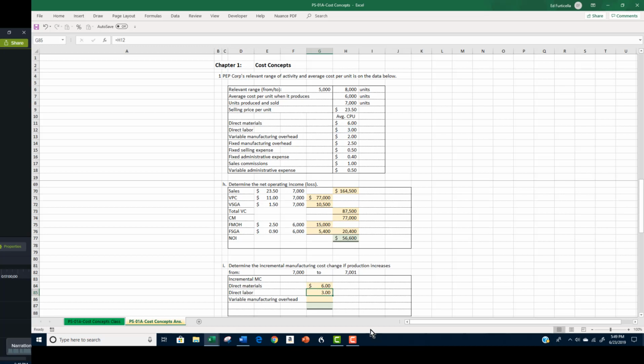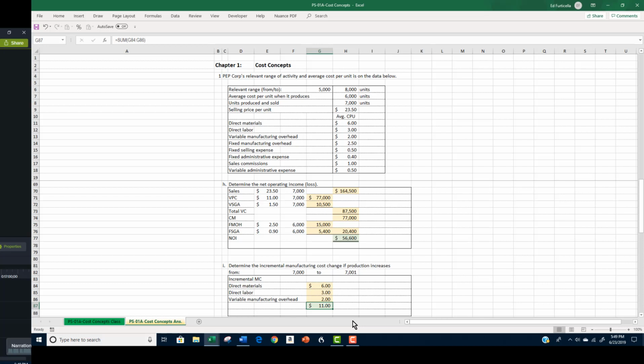The reason being is that since we are remaining within our relevant range, the fixed cost total and the variable cost per unit will not change. The only change to occur will involve variable manufacturing cost total. The amount will be $11 times 1 unit, or $11.